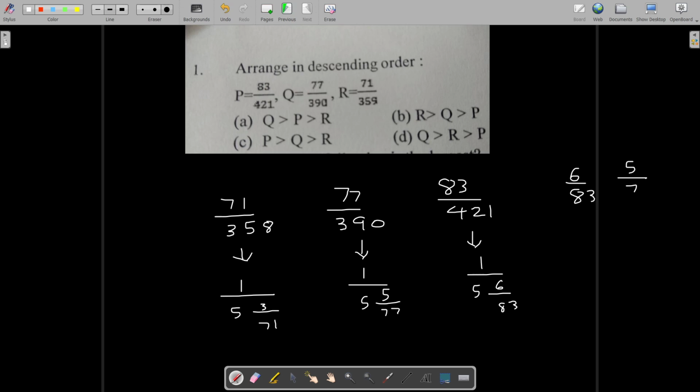Now it's just a matter of finding whether 6 by 83, 5 by 77 or 3 by 71 is the biggest. Which among them is greater? We'll try to write this in ascending order, then you will get the answer to this question. Now just remember that the bigger the denominator, the smaller the number. The lesser the denominator, the bigger the number.